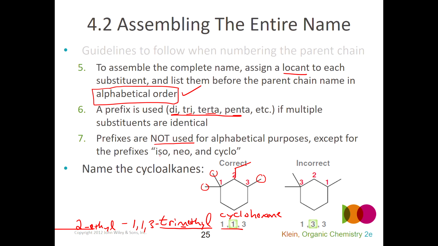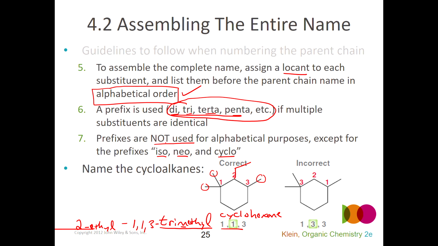This is the part that confuses me sometimes. It's hard to remember this, so if you make a mistake on this, I generally don't take off points. But the iso, neo, and cyclo prefixes are used for alphabetization, even though the other prefixes are not. So, do your best to remember that. And we'll try to follow it as closely as possible.